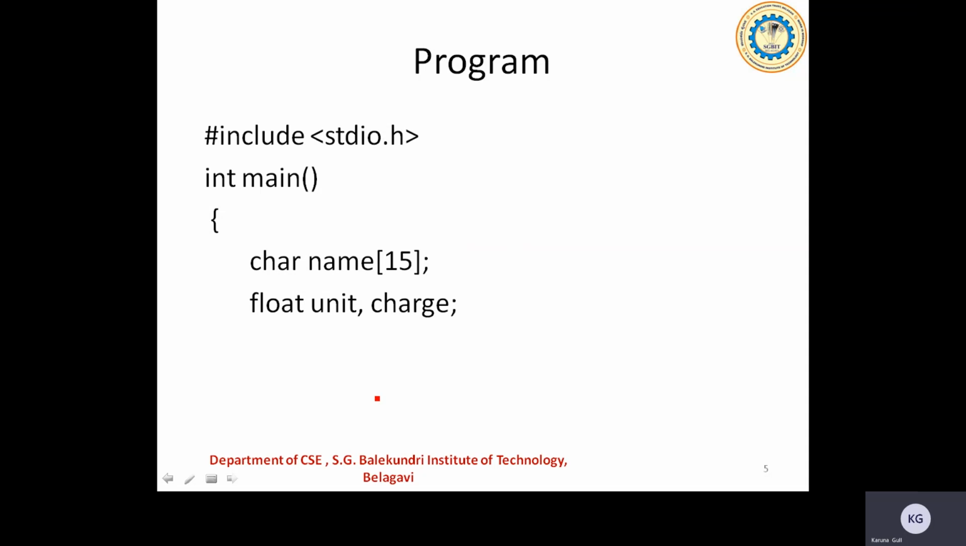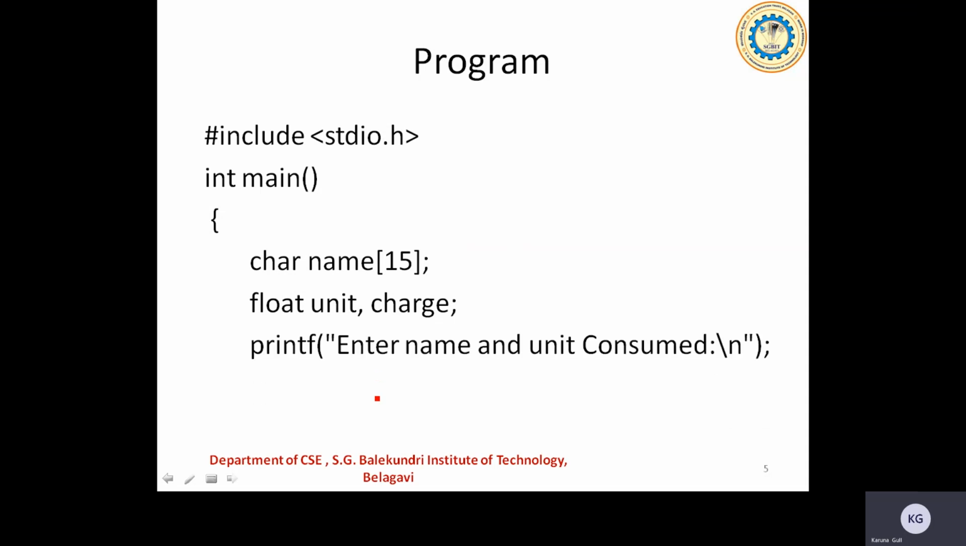You can take it as integer also, then afterwards during calculation, it is automatically or implicitly converted into a floating point value. Charge is a floating point value, because the amount is given as 80 paisa, 90 paisa, so it has to be taken as a floating point value there. So it is asking you people to enter the name of the person along with the units consumed. That's what we are entering here.